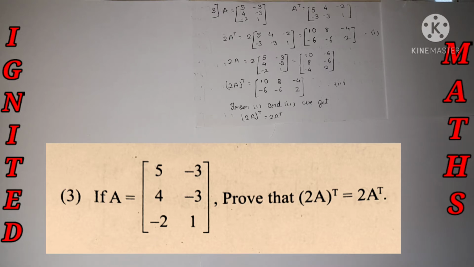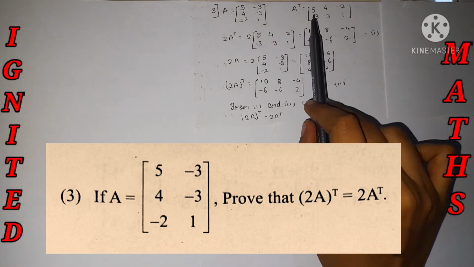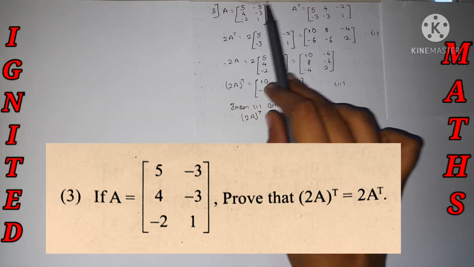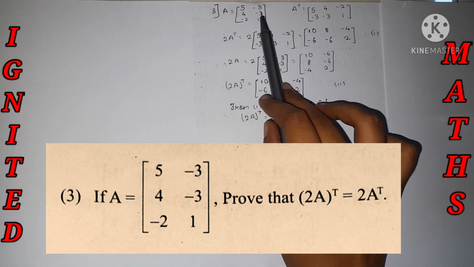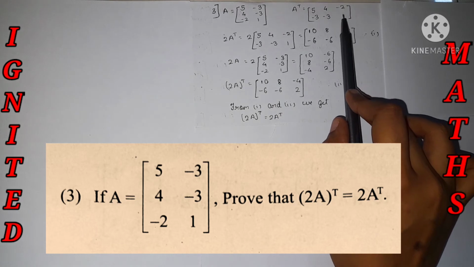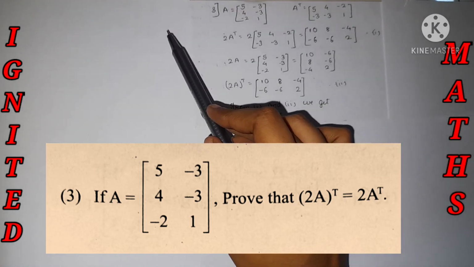Let's get started with the solution. So first, for proving it, let's take the value of A transpose. A transpose is nothing but just interchanging the rows into columns and columns into rows. So my first row will be interchanged as my first column, the second row will be interchanged as my second column, and the third row will be interchanged as my third column. Yes, we are done with it.